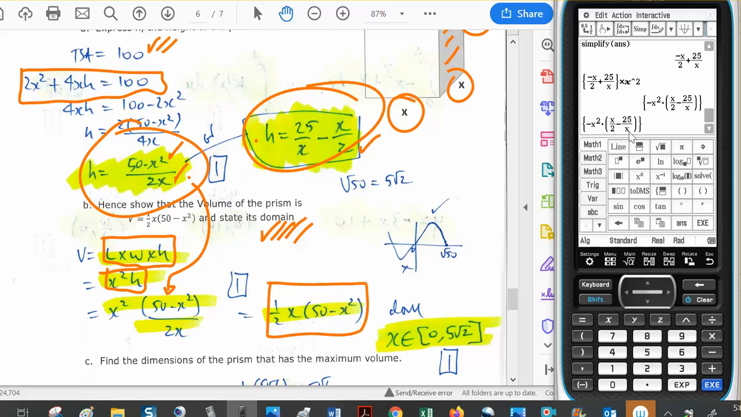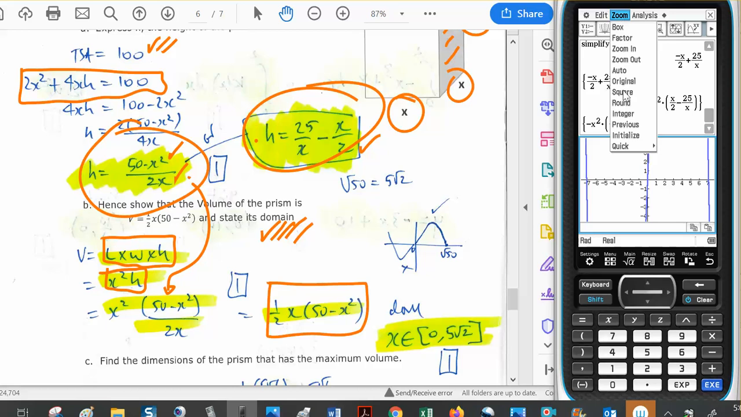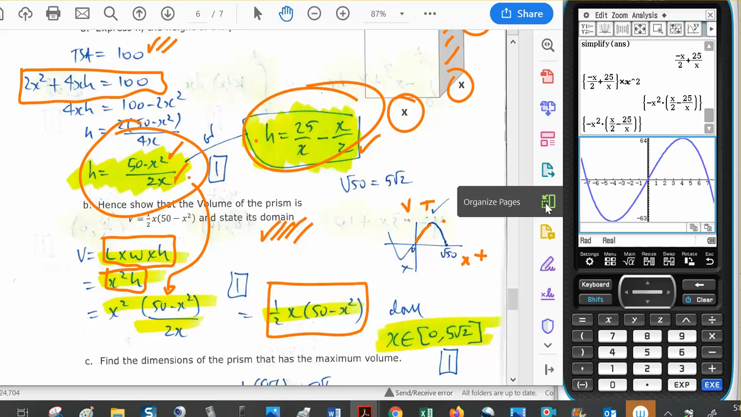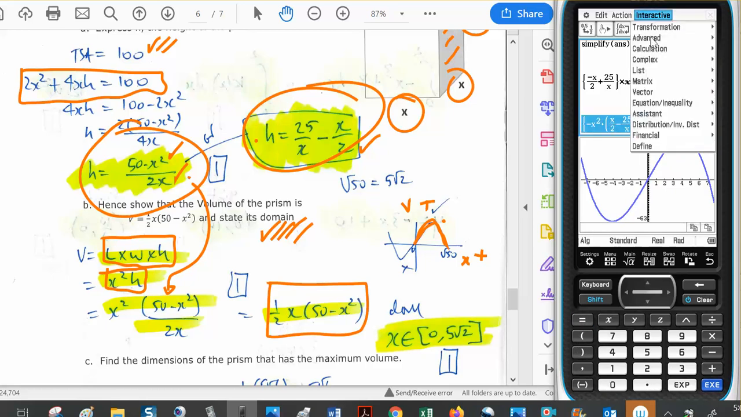That gives me that. If I graph this, I can get an idea of it, and if I go zoom auto, I can see I don't want this negative bit, I only want this bit here. This is the only spot where the volume is positive and x is positive. So this is going to be my graph. So therefore I'd like to find out if this is equal to 0, what's the value of x? That is, what's the x-intercept?